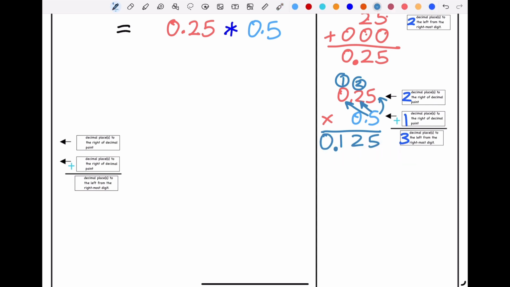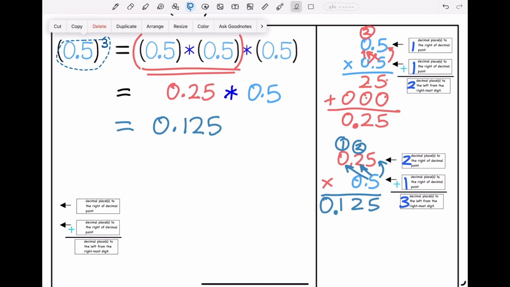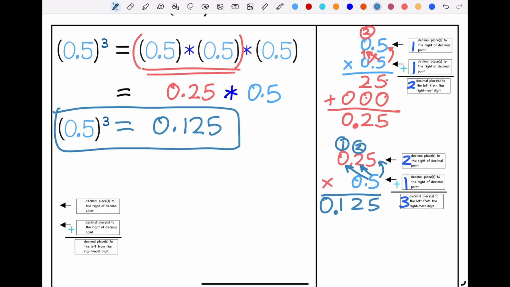And we put a 0 here. So this is 0.125. There are no 0.5s left to multiply with. So we're done. We have just shown that 0.5 to the third power is 0.125.